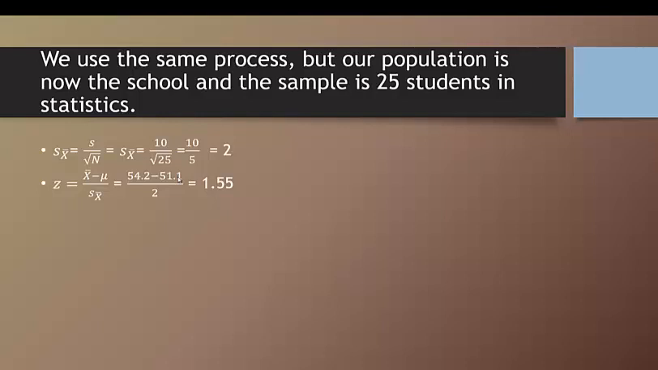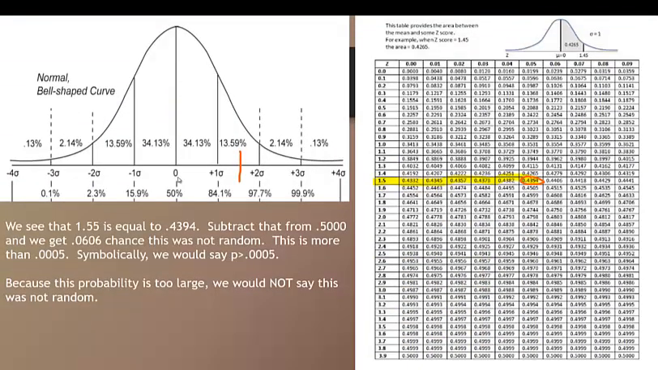Now it's 1.55. So let's put that up on our chart, and we see that earlier when we were over here, now we've moved to the left. If we go to our z-score chart, we see 1.5. If we scoot over to 0.55, we get 0.4394. So 1.55 is equal to 0.4394. If we subtract that from 0.500, we get 0.0606 chance this was not random.